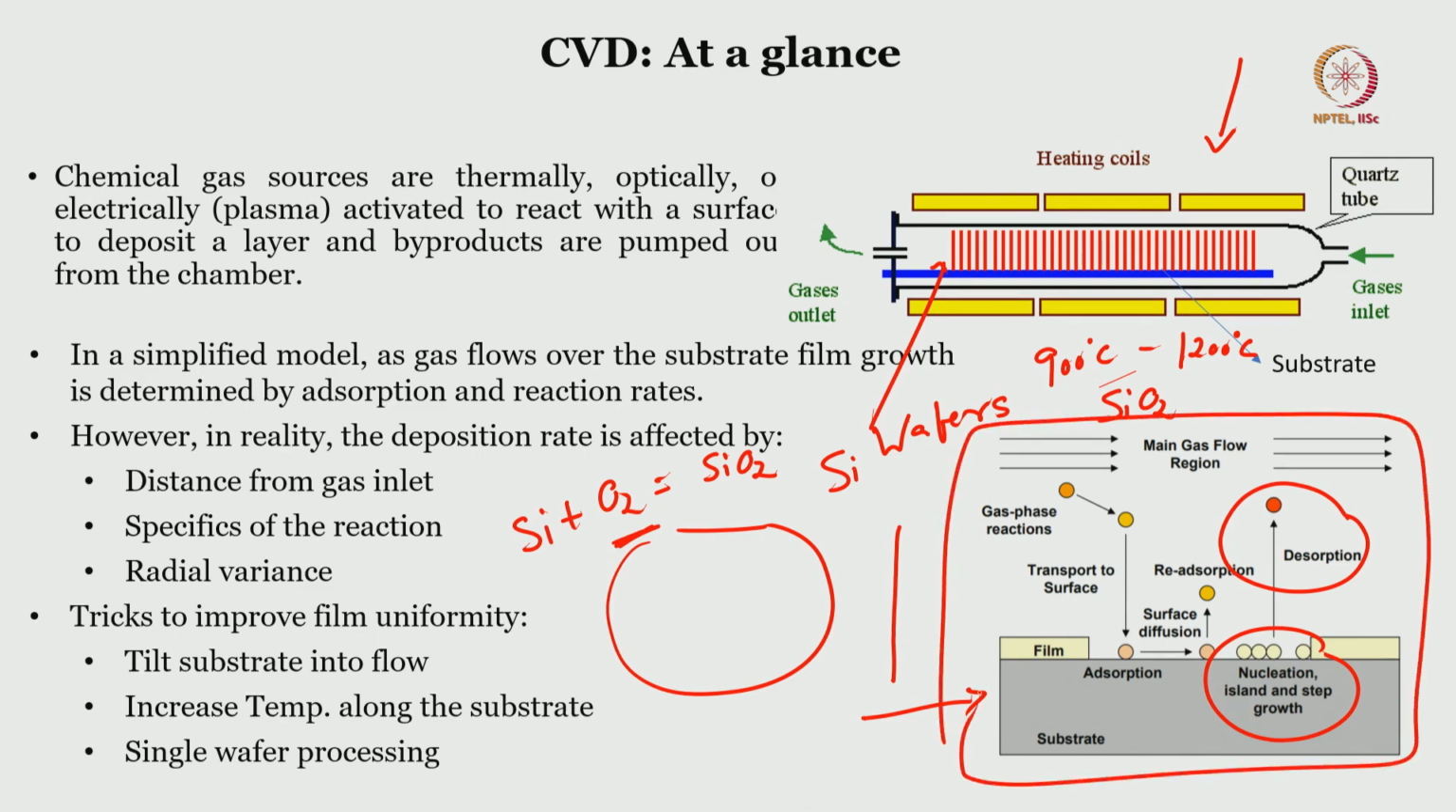So, this is where the main gas flow region is, how the reaction occurs, and what the possible solutions can be. One is that the film is deposited by nucleation and island growth, second is adsorption and readsorption, and the last one is desorption. So, the real deposition rate is affected by distance from the gas inlet, specifics of the reaction, and radial variance.